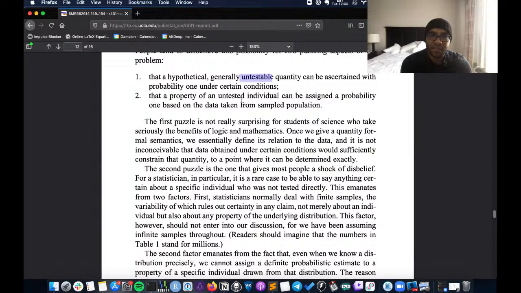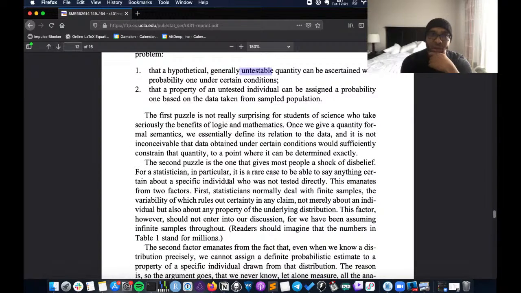And so the argument here is that once we give something some formal semantics, we essentially define its relation to the data, and it's not inconceivable that data obtained under certain conditions would sufficiently constrain that quantity to a point where it can be determined exactly. Number 2, what's the second puzzle? The property of an untested individual can be assigned a probability 1 based on data taken from a sample population.